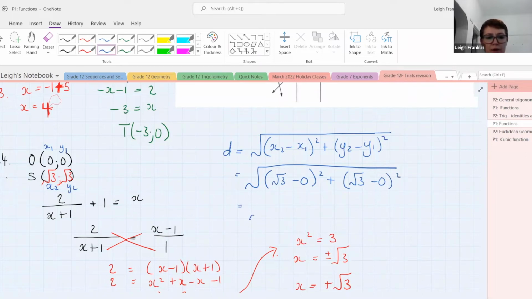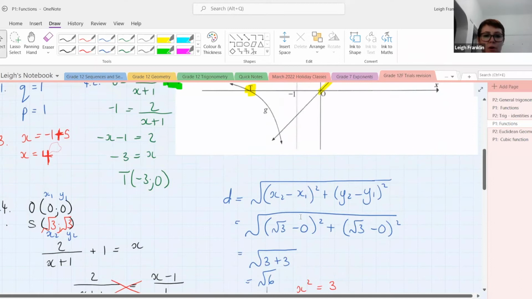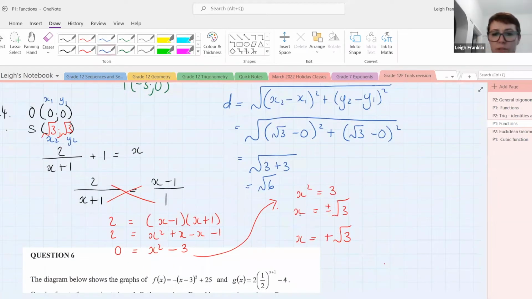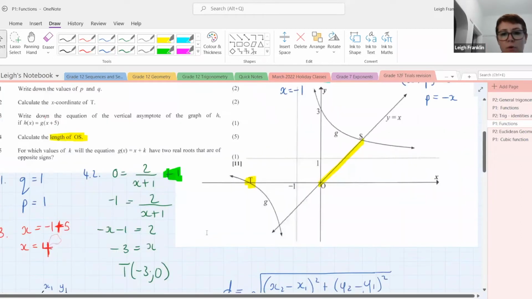Okay, so that is going to give us root 3 squared, so that will be 3 plus 3, so we're going to end up with the square root of 6. Okay, and that's going to be the distance of OS. All right, so therefore OS is equal to root 6.